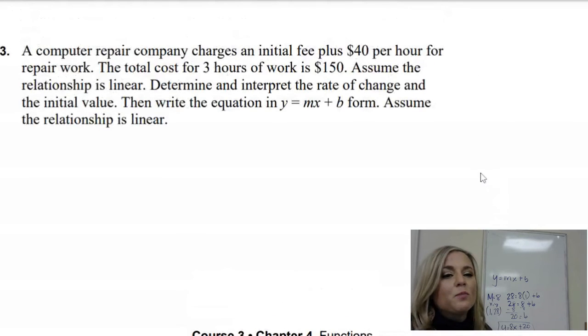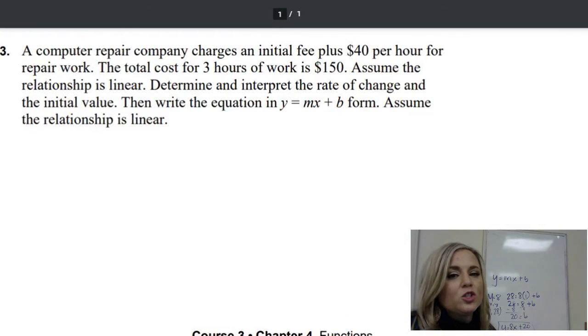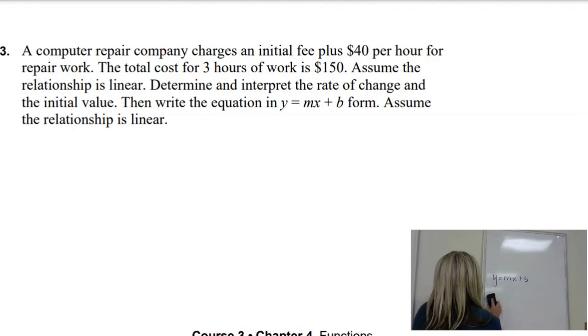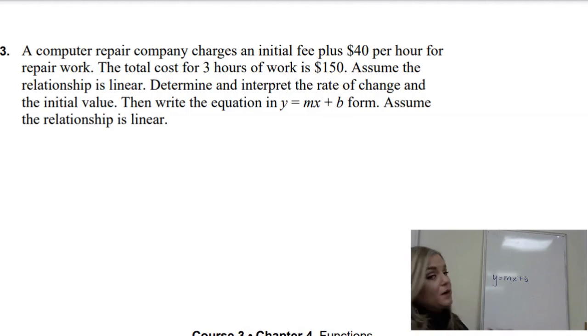Okay, let's look at this. A computer repair company charges an initial fee plus $40 an hour for repair work. The total cost for 3 hours of work is $150. Assume the relationship's linear. Determine and interpret the rate of change and the initial value, then write the equation in y equals mx plus b form. So there's a lot going on here. But not a lot.